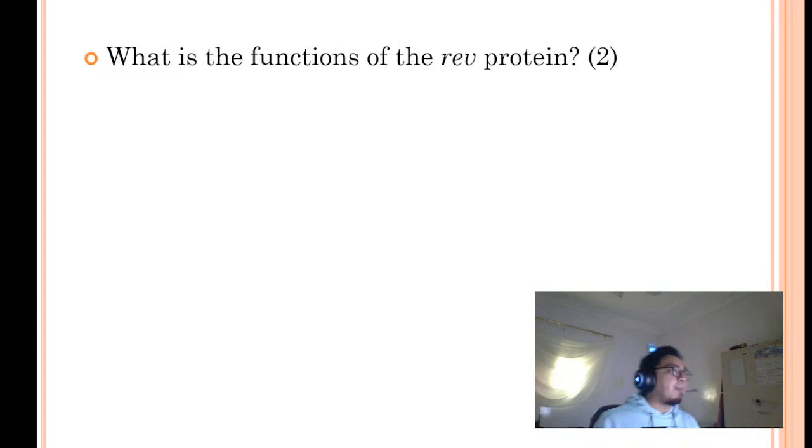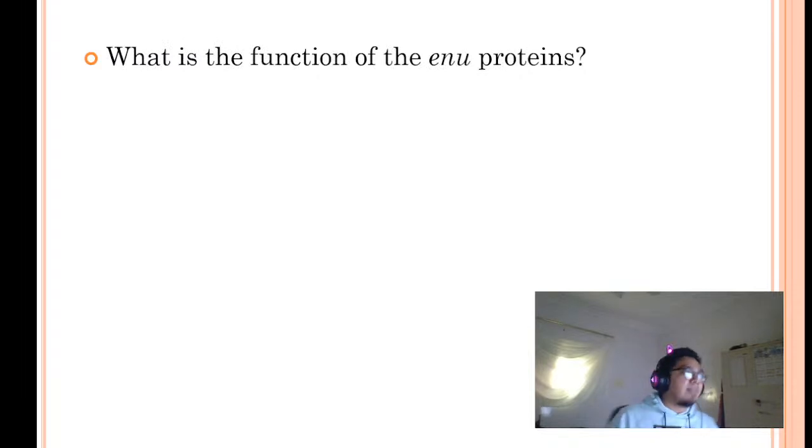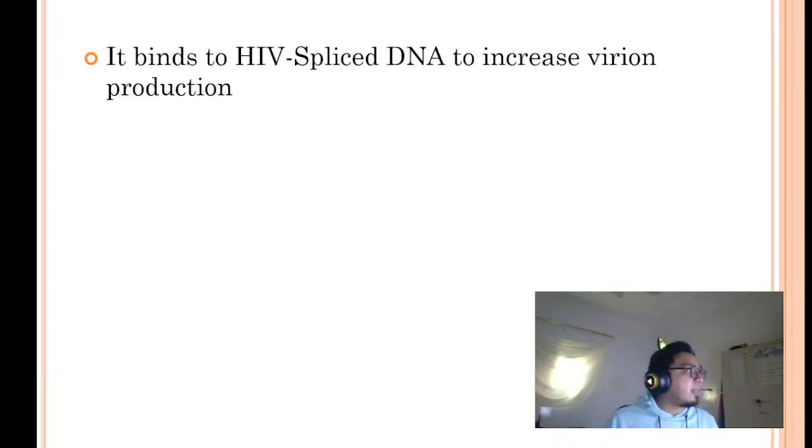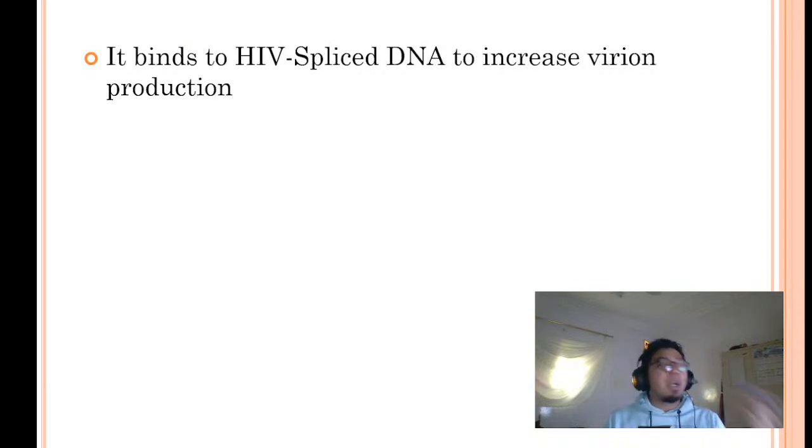See what happens? The function of the Rev protein: it splices HIV DNA to the host cell DNA. It splices the host cell DNA to produce species of Gag, Pol, and Env or envelope genes. All right? So in short, it revs up the viral replication. Lastly, the function of the NEF protein is that it binds the HIV spliced DNA to increase viral production. All right. So those are your regulatory genes.